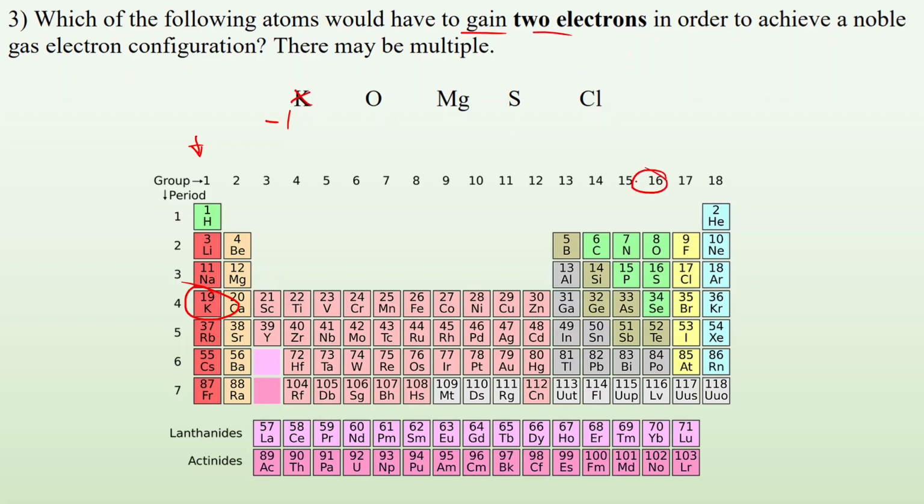We're talking about anything in group 16, right? Because if it gained 1, 2, then it would have a noble gas electron configuration. So what elements are in group 16? We got oxygen, we got not magnesium, we got sulfur, we got not chlorine. So oxygen and sulfur would be the best options.